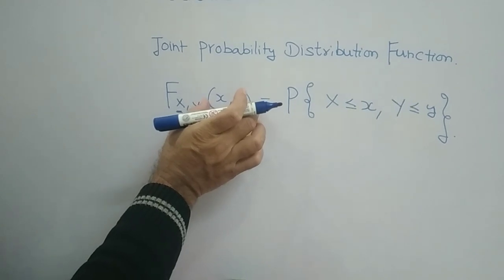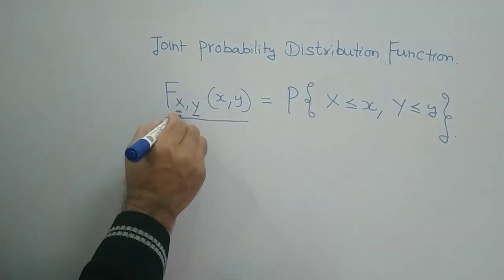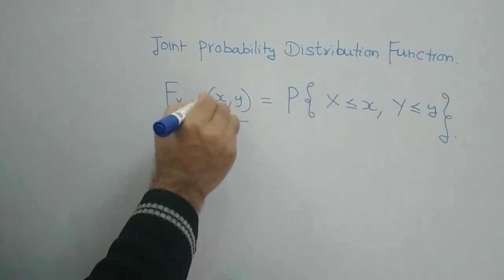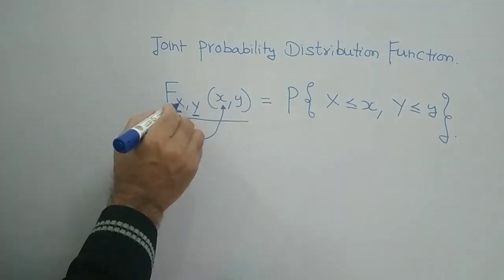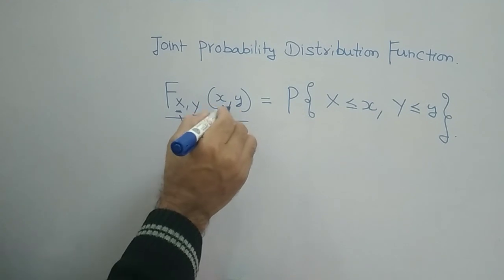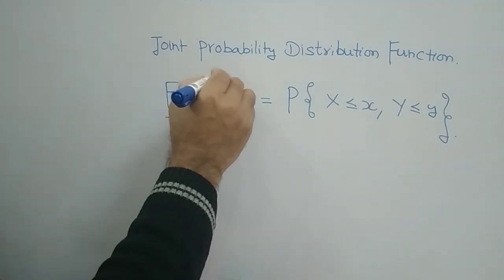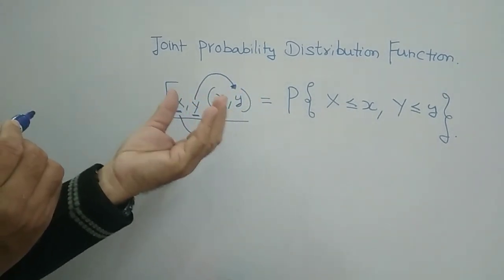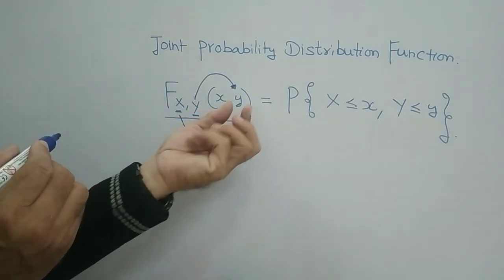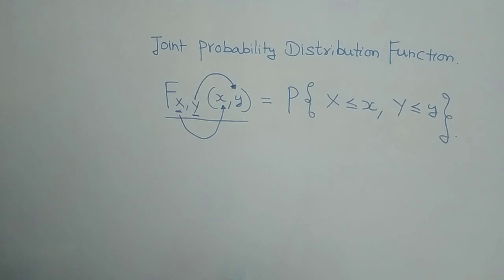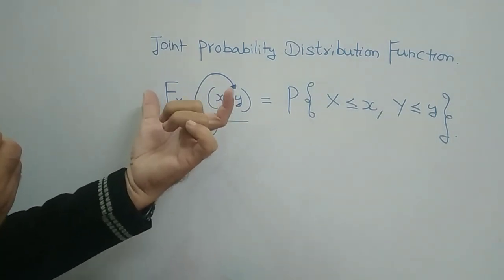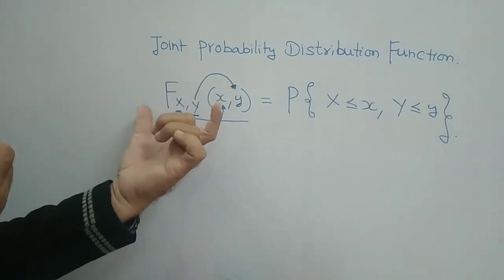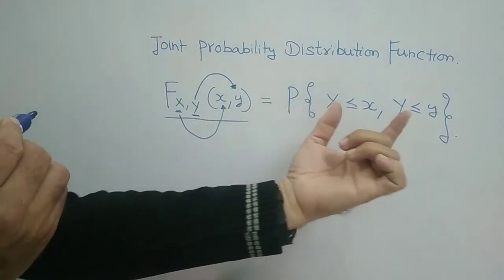Within the bracket, what is the small x? Small x corresponds to the possible outcome value of the random variable capital X, whereas small y corresponds to the possible outcome value of the random variable capital Y. This is the representation of the joint distribution function. Further, this can be written as the probability of the joint event.